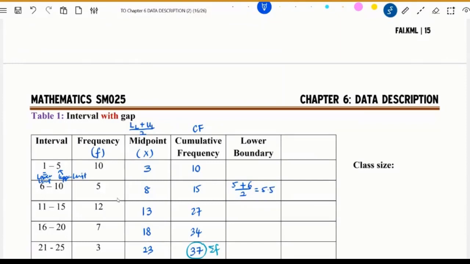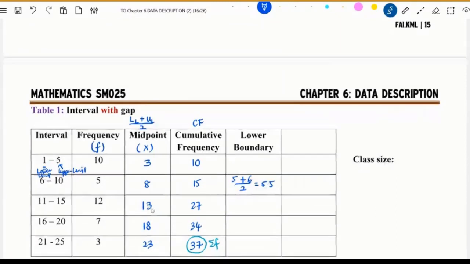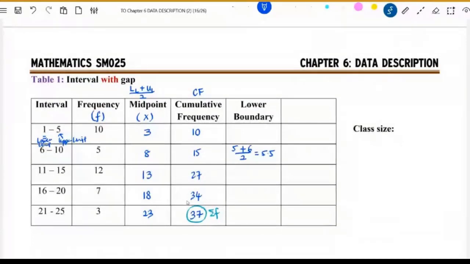Okay. For the third class, for the lower boundary, we're going to have 11 plus 10, so 10 plus 11 divided by 2. So we have 10.5. And then the fourth class, we have 15 plus 16 divided by 2. We're going to have 15.5. So as you can see, the pattern is that we subtract 0.5 from the lower limit. So here will be 20.5. And then here, obviously, we're going to have 0.5.